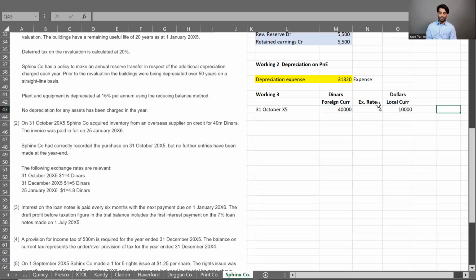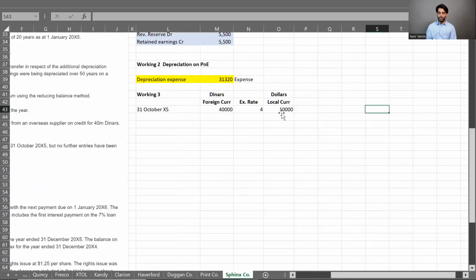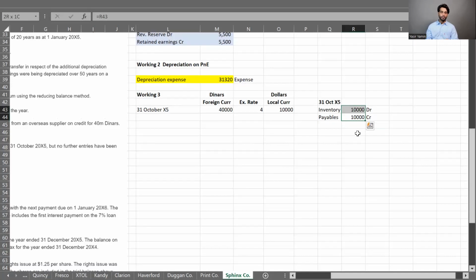So moving on, here we have $10,000. And what should be the accounting entry on 31st October X5? Inventory debit $10,000. You make the entry always in your local currency. And here you have payables credit $10,000. So you have made this accounting entry correctly.